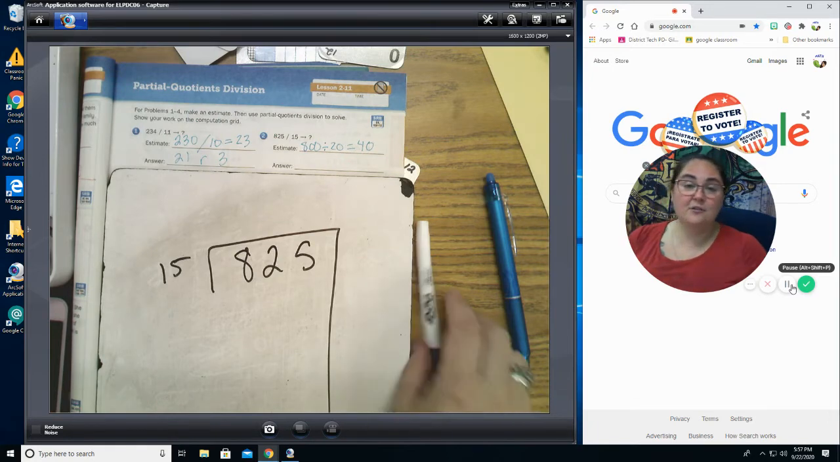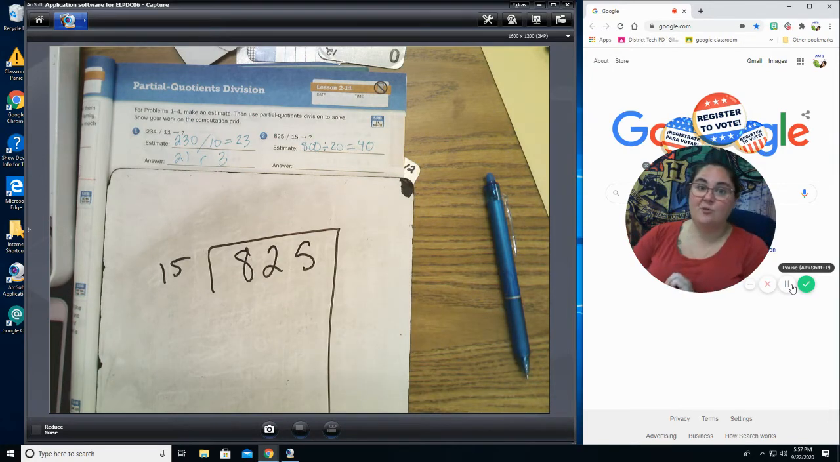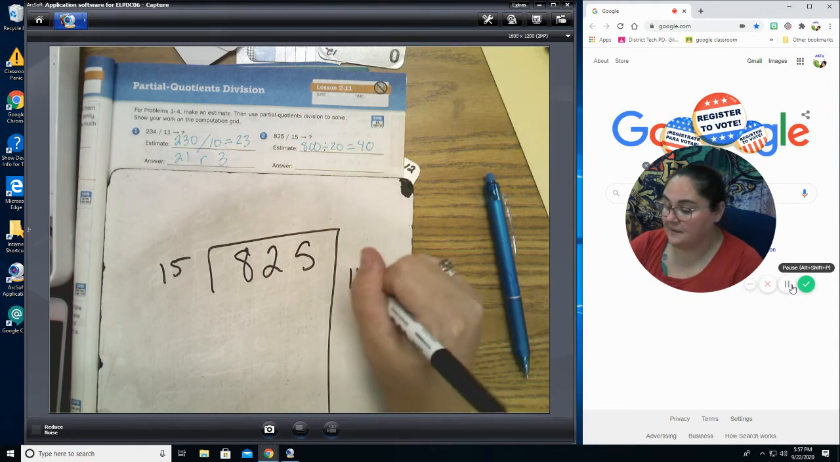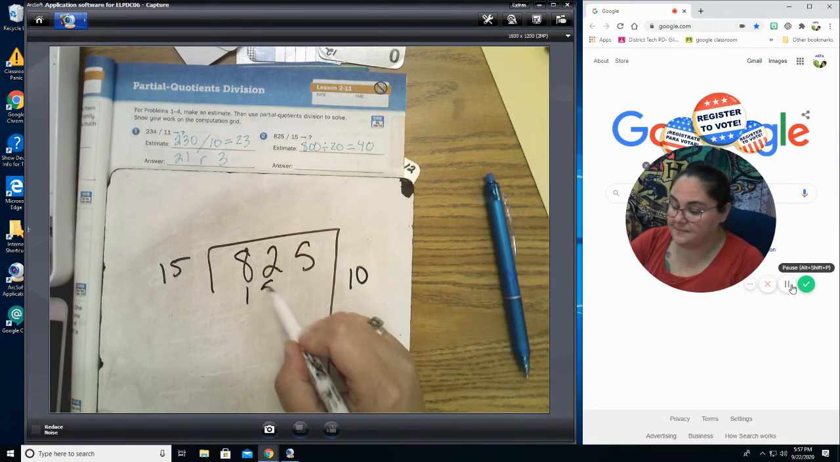Now, I don't know my 15s very well. I don't know my 15 multiples very well. It's hard for me, but I can do groups of 10 very easily. I know that one group of 10 is worth 150.